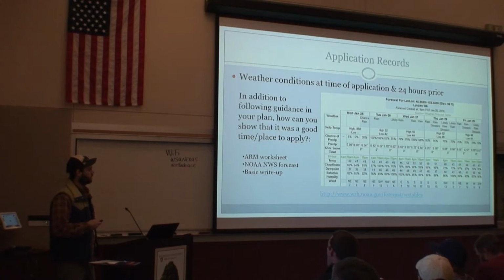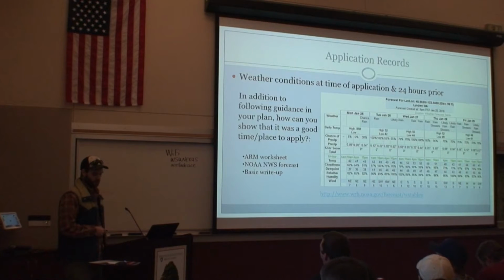But you can also look at the forecast and say, I put it on here because it's a safe time to apply, or I put it on in this time in February or March because that's when I'm going to get the best nutrient utilization for my crop. Write that stuff down, record it. It's real helpful for justifying where you put stuff.